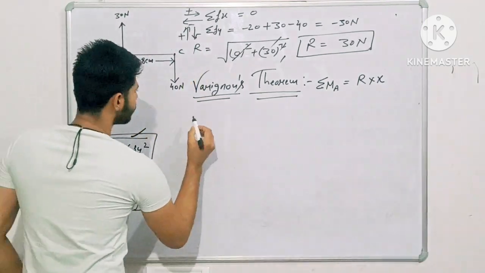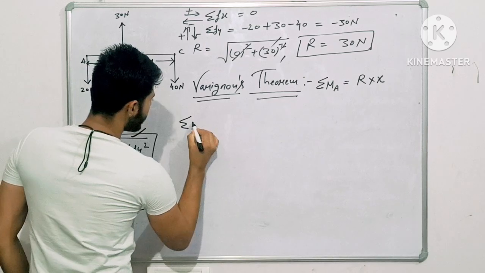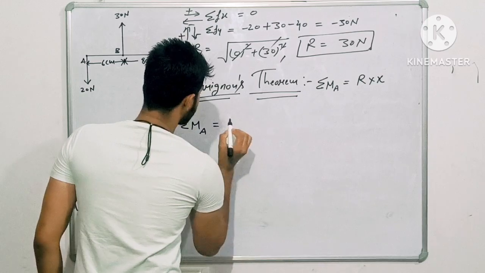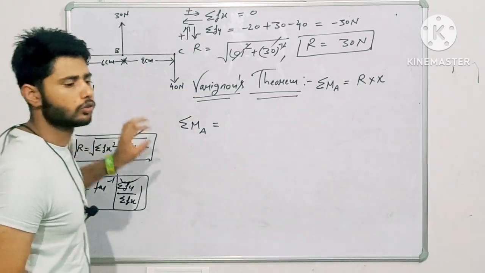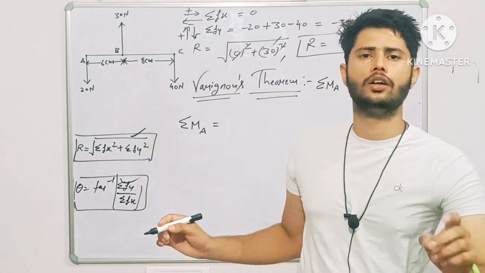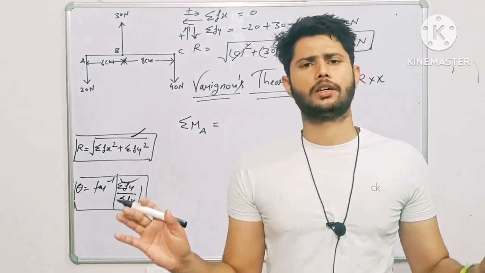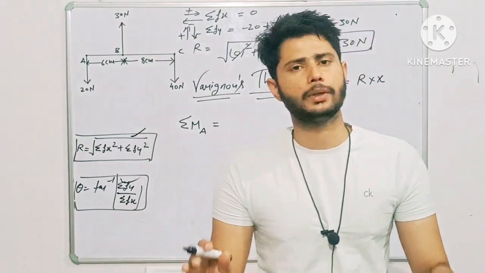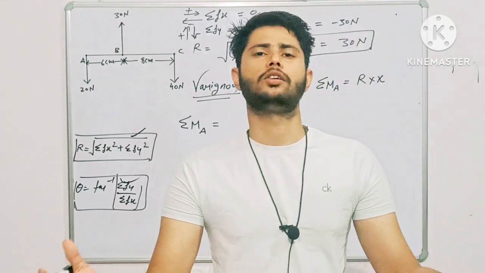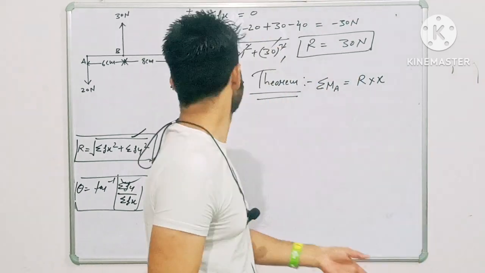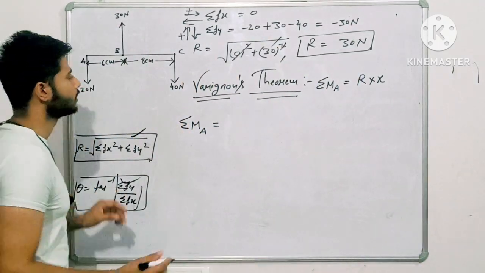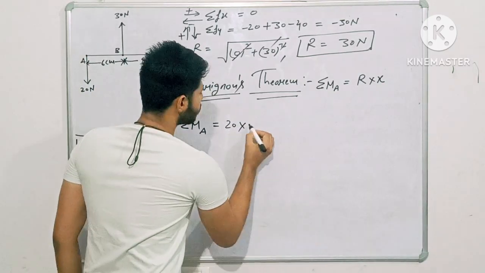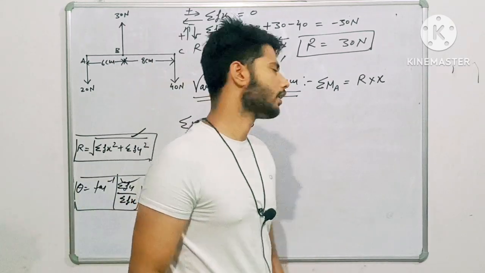Then come next, summation of movement from a point. Those forces are passing from point A, it doesn't matter how many forces are available, that will be equal to 0, because perpendicular distance will be equal to 0. Because this 20 Newton force is passing from point A and perpendicular distance is 0, this will be equal to 0.